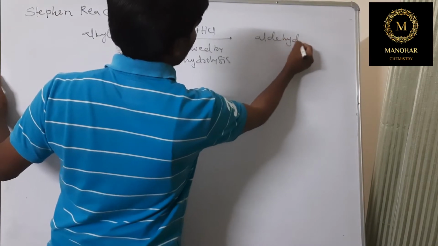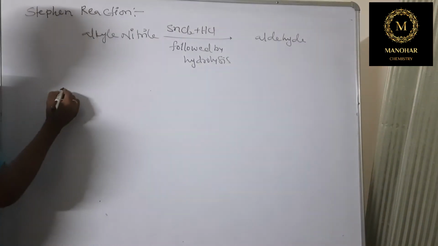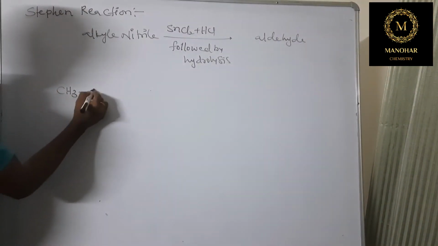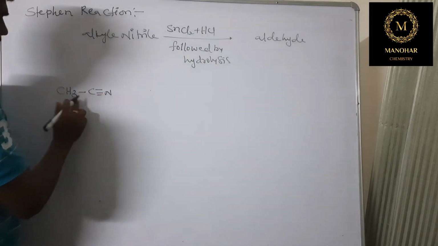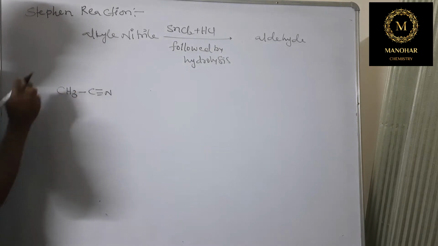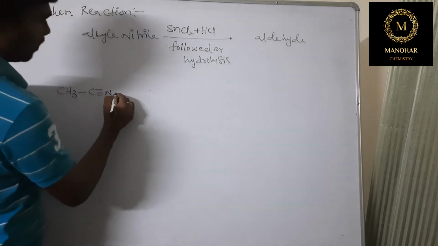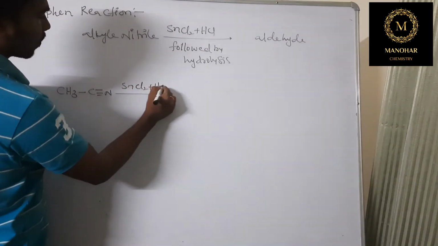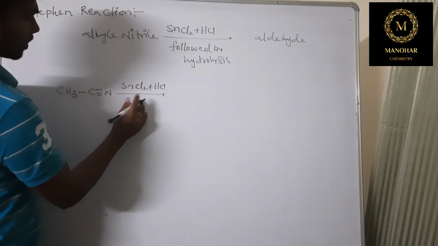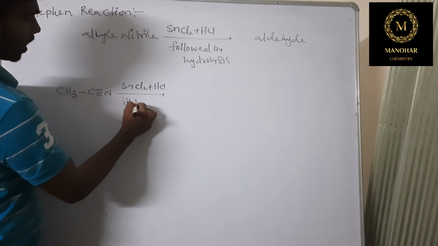Here I am taking an alkyl nitrile, for example ethane nitrile, this one, ethane nitrile, right? Or the name of this one is methyl cyanide. So methyl cyanide will react with tin chloride, followed by hydrolysis, the second step is hydrolysis.